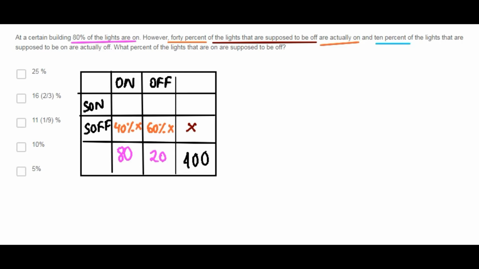10% of the lights that are supposed to be on are actually off. So, let Y be the number of lights that are supposed to be on. They state that 10% of Y is off. Therefore, 90% of Y is on. As you can see, X plus Y is 100, and 10% of Y plus 60% of X is 20.